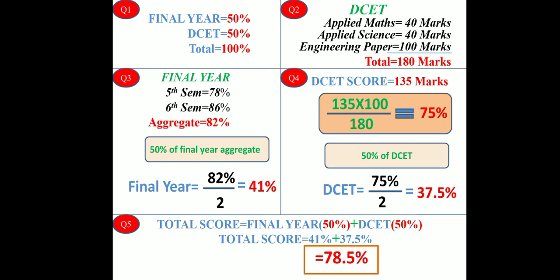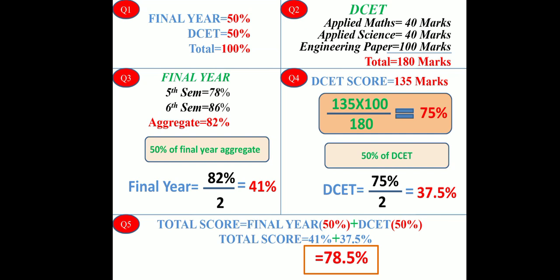In this 75%, again I need to take 50% of Diploma CET. 50% is nothing but half of that 75%. So 75% divided by 2 is exactly 37.5%. This 37.5% is your 50% of your Diploma CET, and 41% is your 50% of your final year aggregate. When I add these two, I'll get my total score.